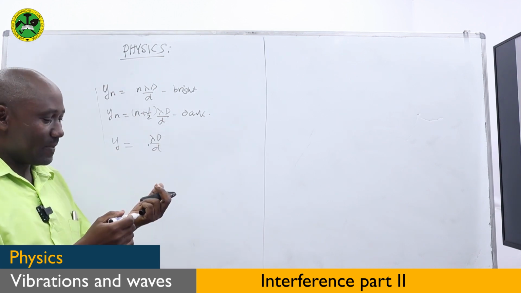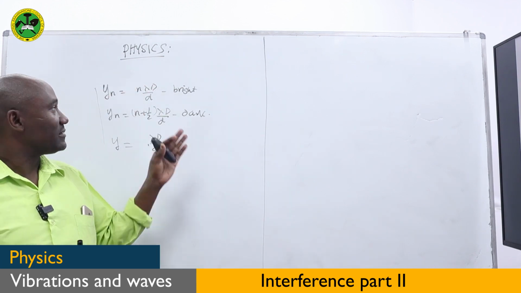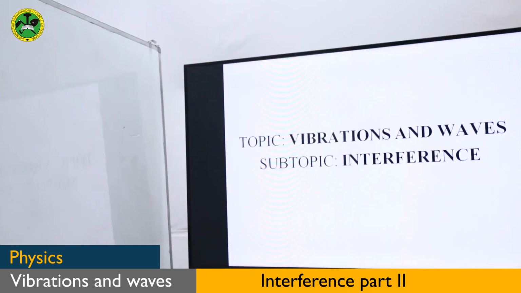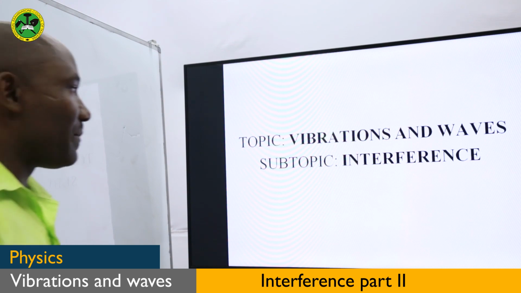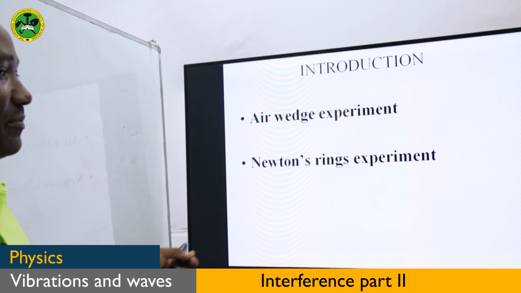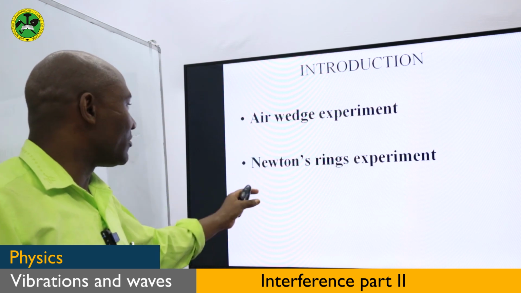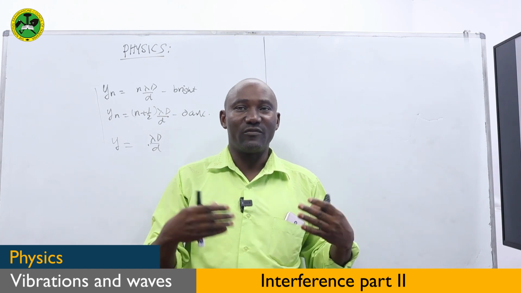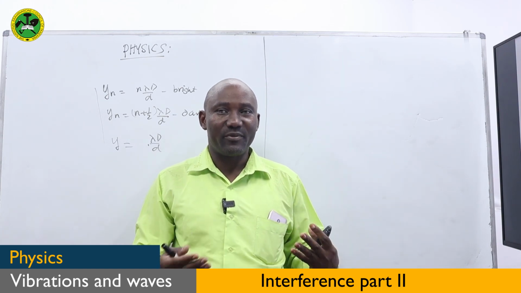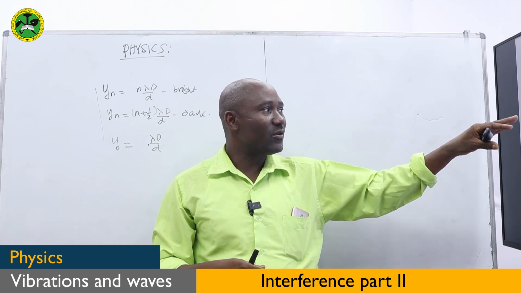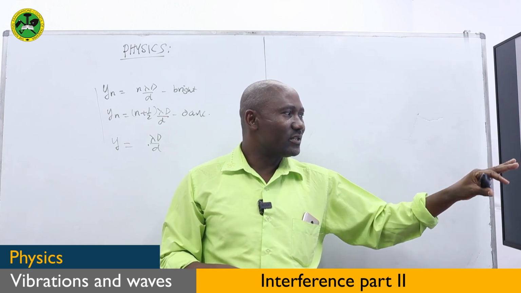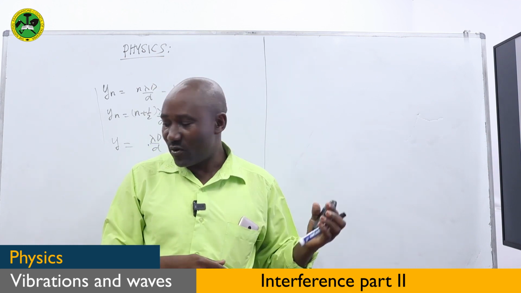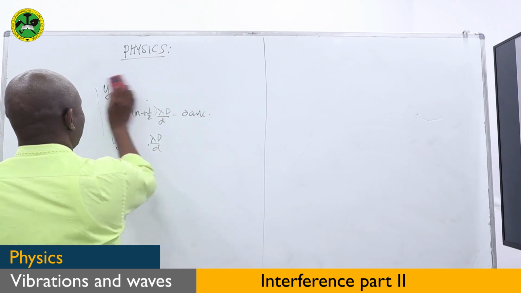So we saw how to use the formulas for finding the position and the fringe separation in solving various examples on Young's double slit experiment. Now, today's discussion will be based on the air wedge experiment and Newton's rings experiment, as we saw the importance of the concept of waves in our lives. So it's very important to know how the air wedge is formed and what the Newton's rings experiment is. To start with, number one, air wedge.